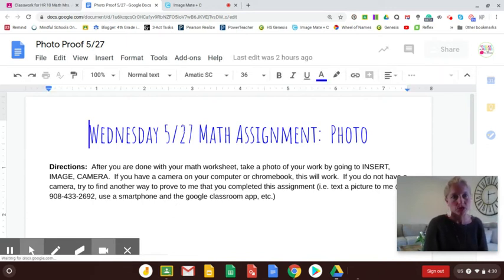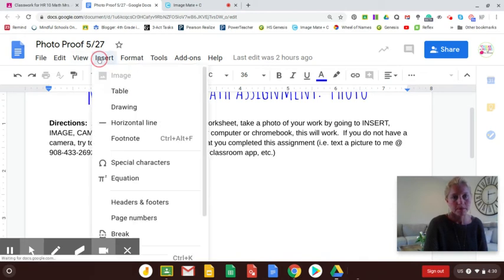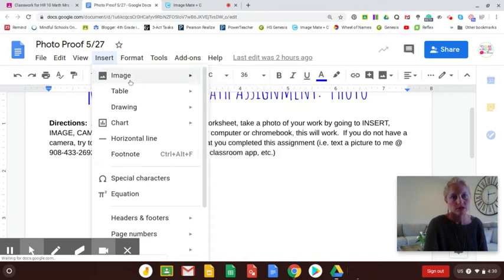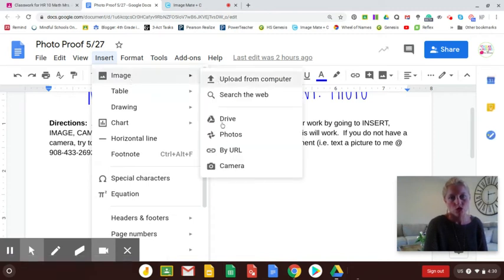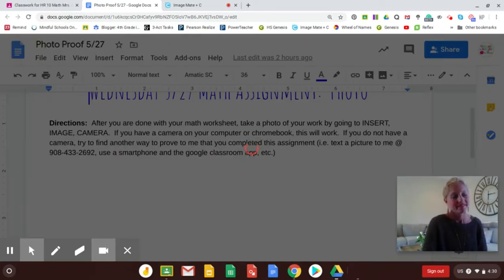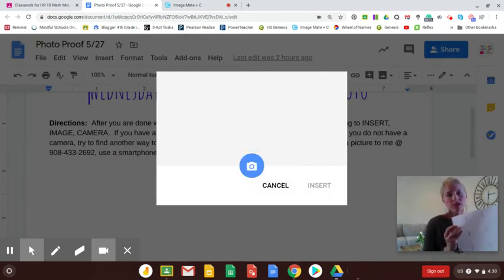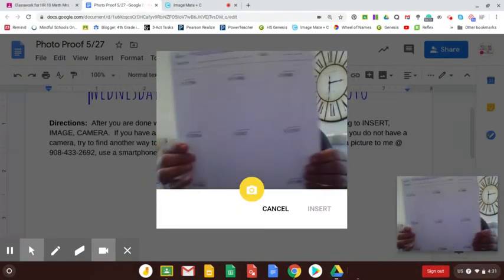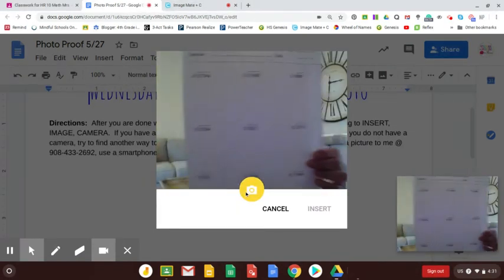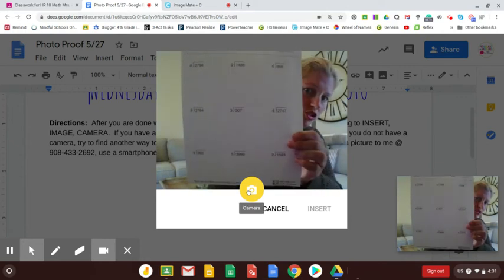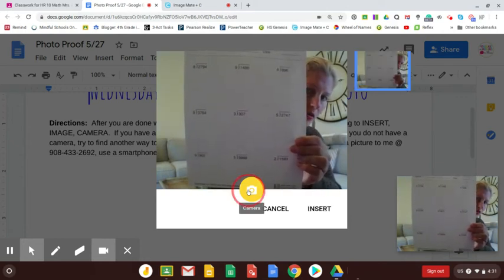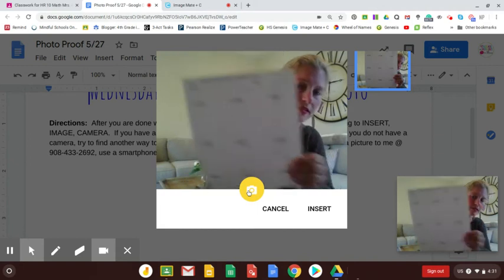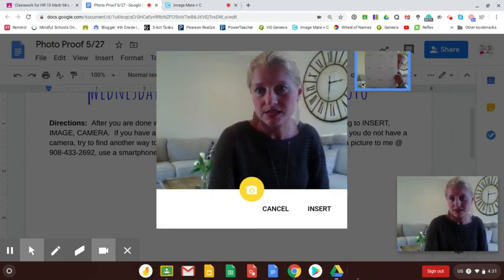But here's what you do. You go to insert, right? Then you go to image. And once you see image, if you scroll all the way down, you're going to see camera. You click camera. You're going to hold up your completed work to the camera. I know this is not easy, but just show me so I can see all the problems, all your work. Press the button. And then you can hit insert. This is my picture. I'm going to hit insert.